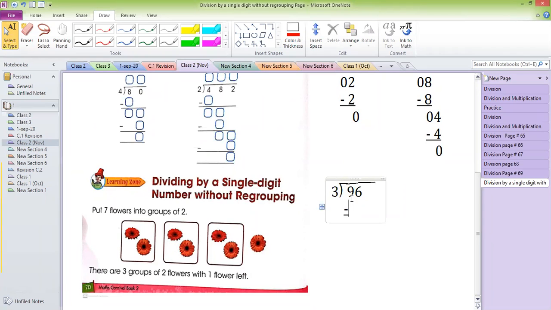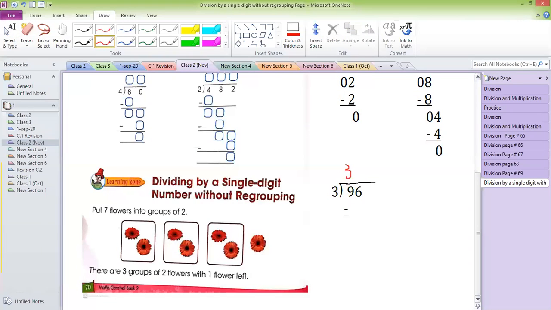Now, take only one digit. The first step, the basic step which you have to do for every digit, is to check how many divisors are there. 3 is the divisor. How many 3's are there in 9? For that, multiply 3 by any number that gives you 9, or that will get you near 9. So 3 multiplied by 1 is 3, 3 multiplied by 2 is 6, and 3 multiplied by 3 equals 9. 3 multiplied by what equals 9? 3. So write this 3 here.